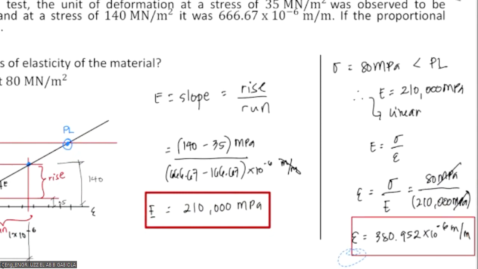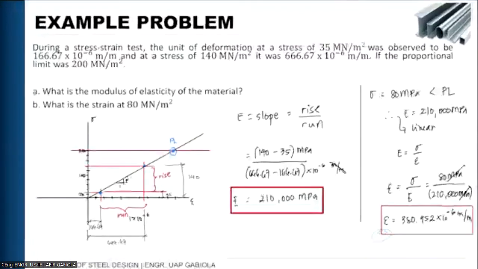Okay, so this is our strain based on the formula. Once we try to verify, since 80 megapascal is between our first and second point, between 35 and 140, it is safe to assume that the strain should be greater than 166.67 but less than 666.67. And what we got is 380, which is indeed in between 166.67 and 666.67. So our strain here is correct, and this will be our answer for this example problem.